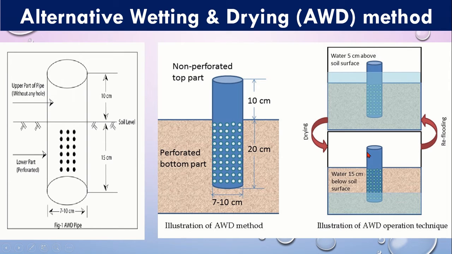And when the water goes down after 15 centimeter, because we know this pipe is 20 centimeter underneath, when you see the water level 15 centimeter below the soil surface, at that time you have to apply water again. This method is called alternate wetting and drying. So how can you measure this? Because this pipe has no water or soil inside, you can observe easily underneath here. You can measure this with the help of tape, then you can apply the water.